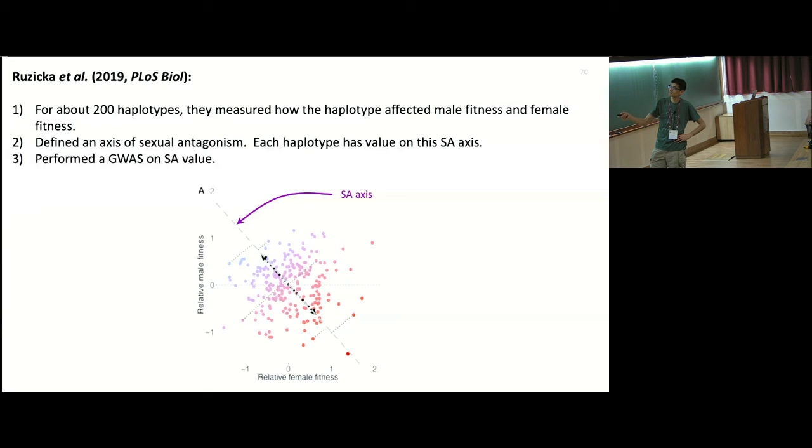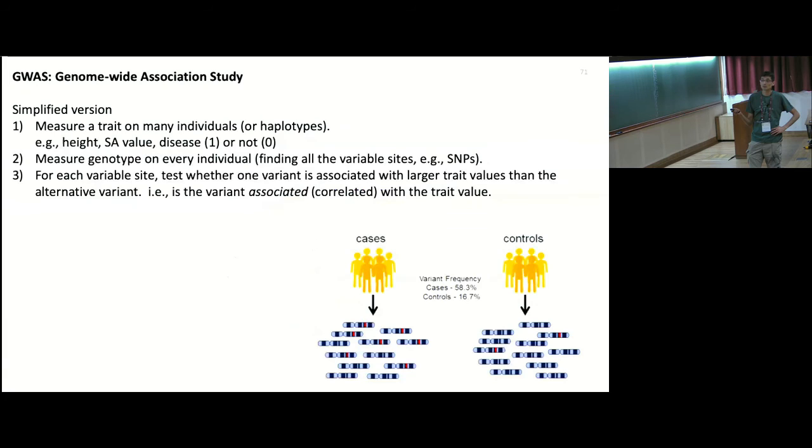And these two genotypes would have positive values along this axis. So what they want to do is a GWAS, a genome-wide association study, on this new trait they've defined, which is the value on this sexual antagonism axis. And in this way, they hope to find genetic variants that are sexually antagonistic. That's the idea.